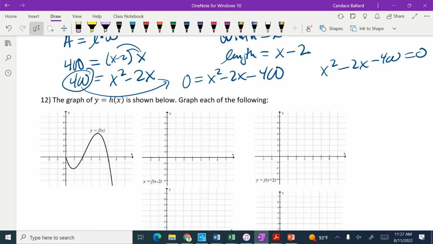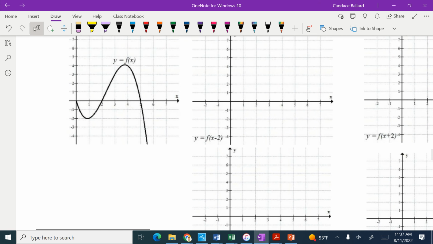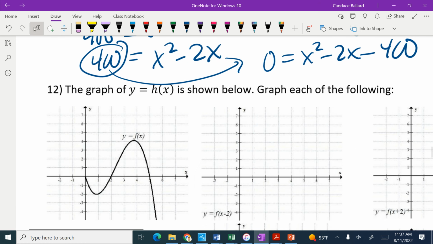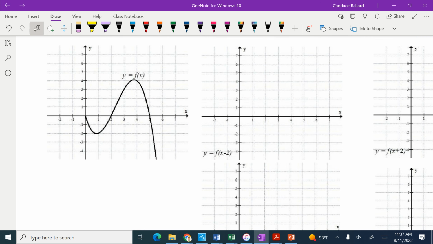Last thing I want to review really quick, and then I've got to talk to you about the strategy. Okay. I gave you a crazy graph. And I know we're going to have to zoom in because I squished the graphs really good. All that it's asking me to do is they give you h of x, graph each of the following. Okay. This is the move it left, move it right, move it up, move it down thing. We did a lot of that last year. It doesn't matter what crazy graph they give you. You just have to know how it moves.